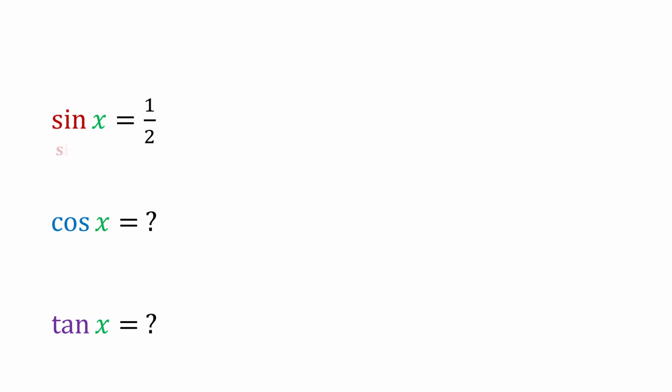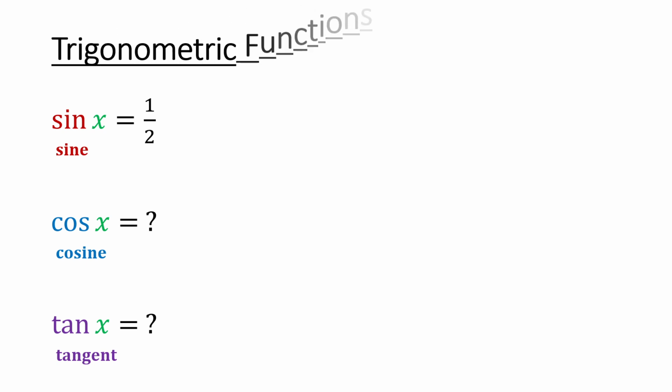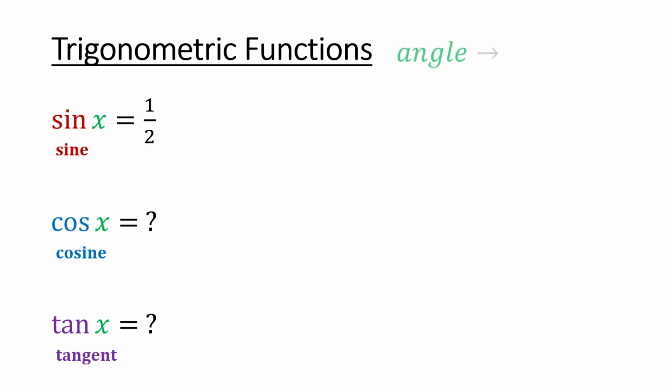First, those fancy symbols sine, cosine, and tangent are called trigonometric functions. But don't let that name scare you. They're just tools to help us figure out the connection between an angle in a right-angled triangle and the ratio of two sides. Yup, it's that simple.